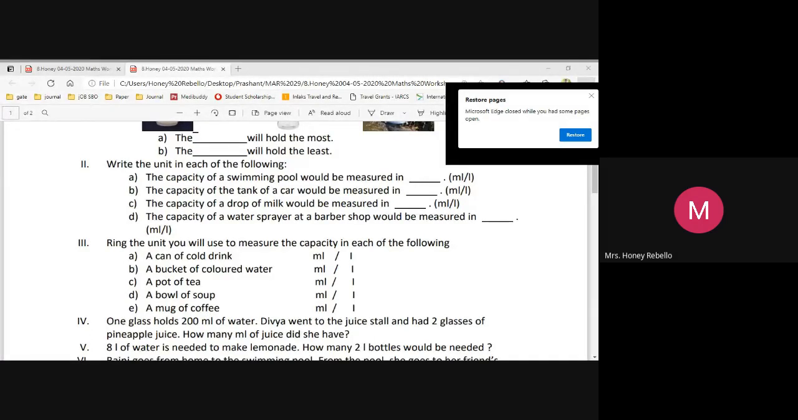Children, milliliter is below 1 liter; 1000 milliliters will make a liter. A bucket of water, a bottle of milk, all that can be measured in liters. Capacity, volume, is how much it contains, how much water is inside that bottle. Tumbler means milliliter.